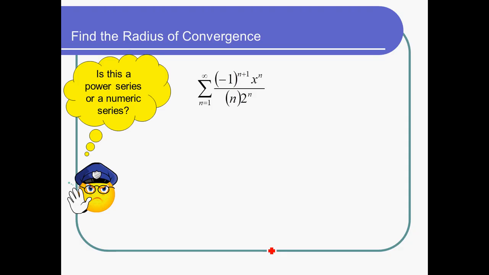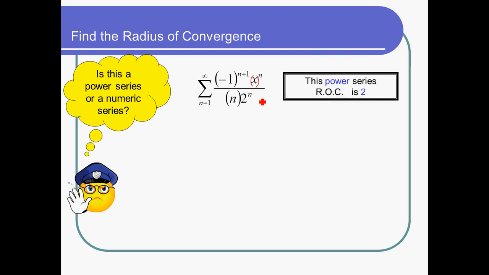So, example. Look at this. If I ask you to find the radius of convergence, first you want to ask yourself, is this power or numeric? Power, right? So I did the radius of convergence work using the ratio test, and I got 2. What's my center? Good, 0. Right.